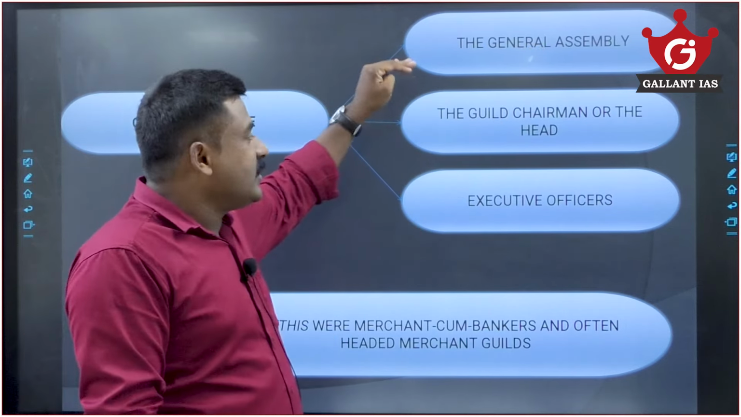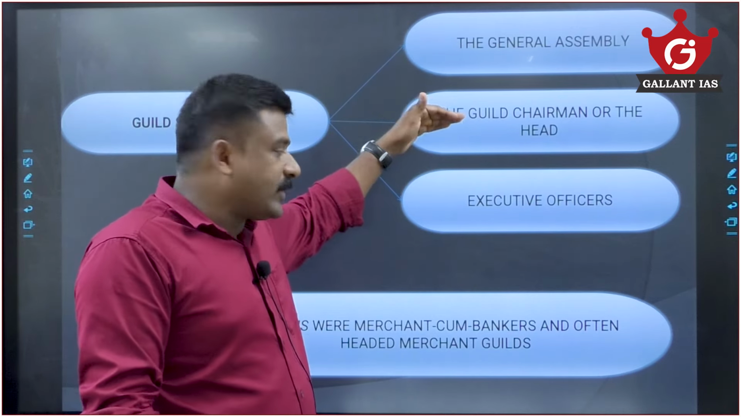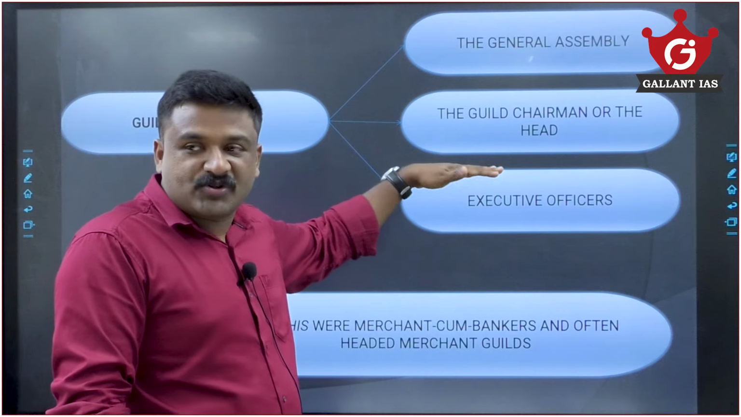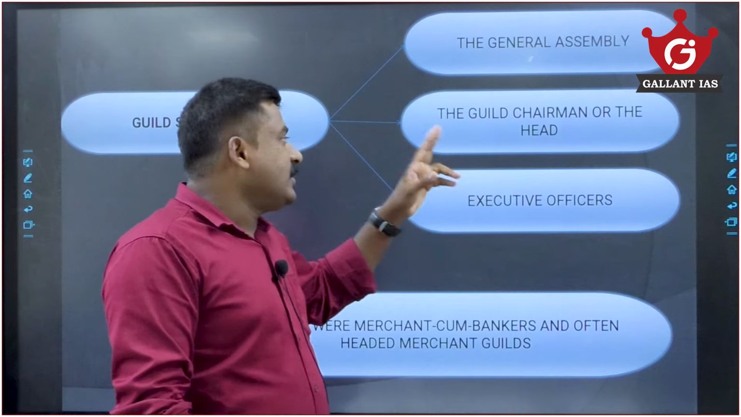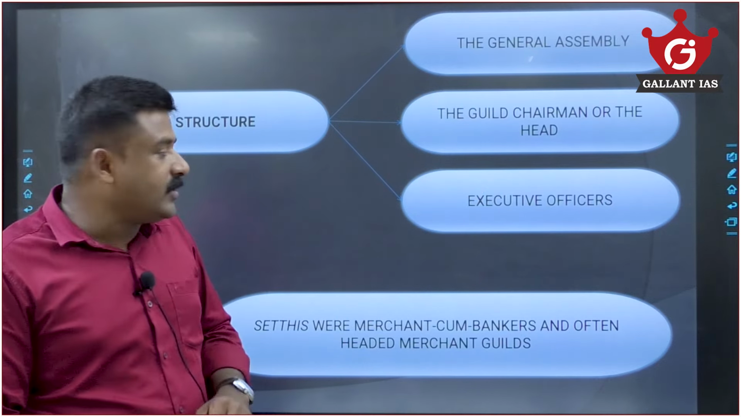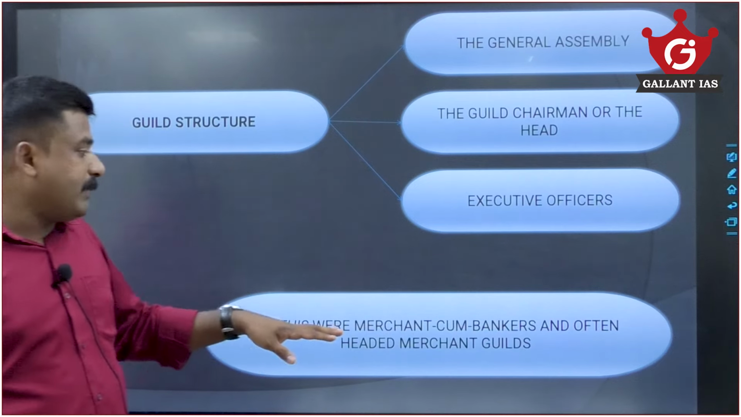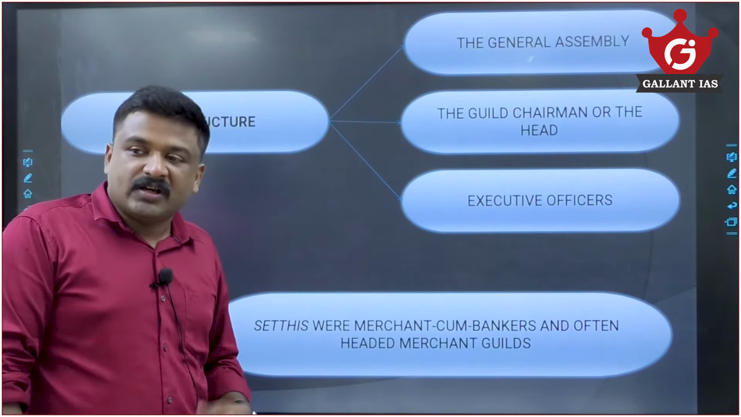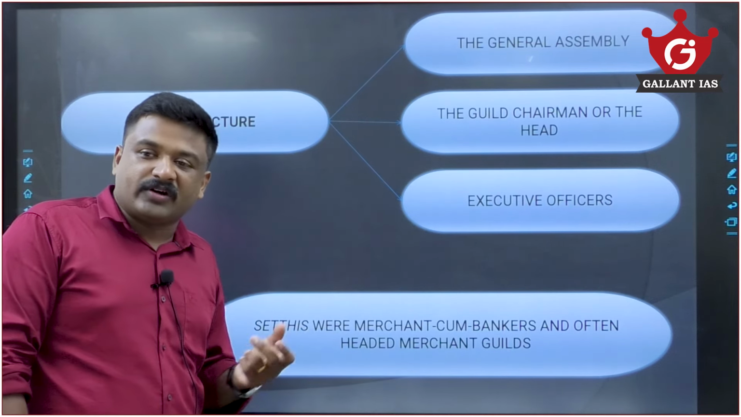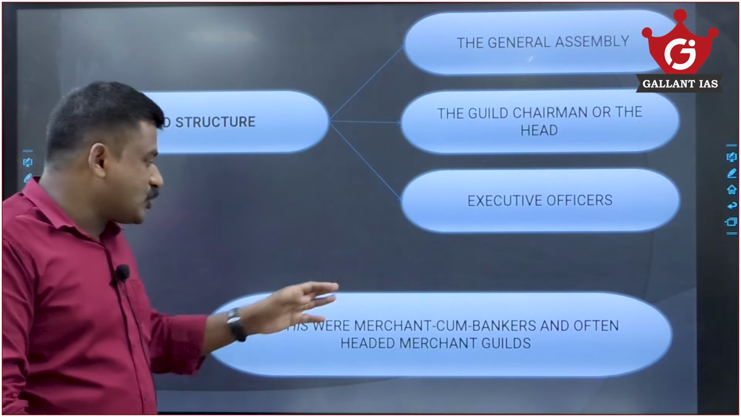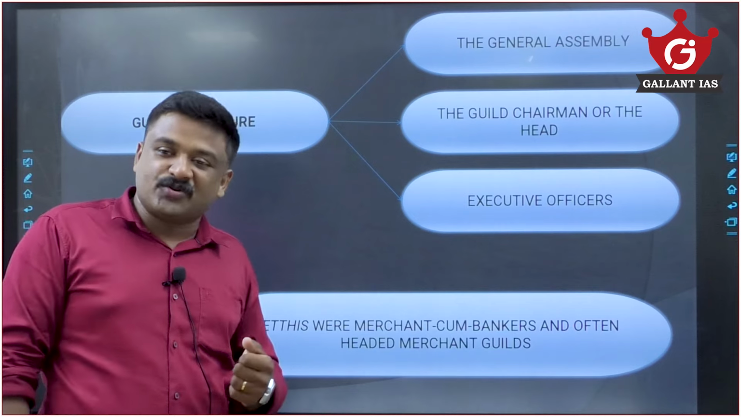You see, the structure is like this. It has a general assembly, a guild chairman or head, and executive officers. So three organs are there for every guild. Now see, Sethis were merchant-cum-bankers and often headed merchant guilds. Even this legacy continued to modern times. Sethis, merchant-cum-bankers, even existed in the 18th century also.